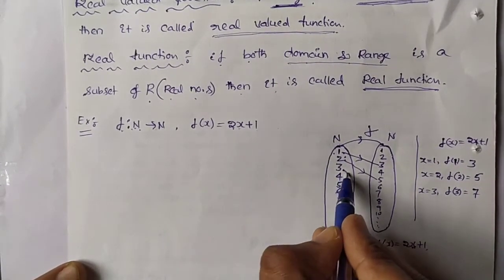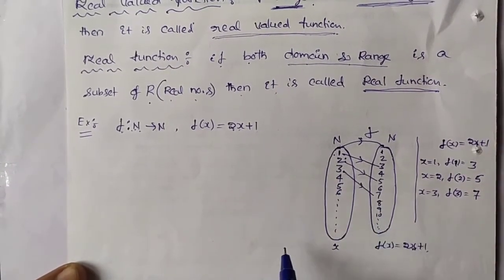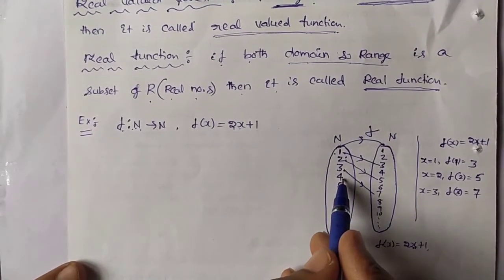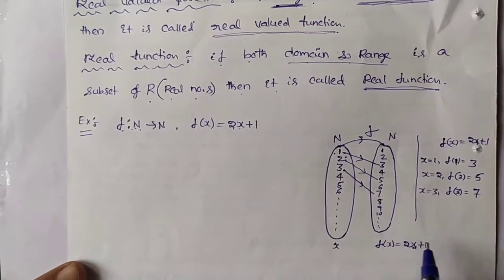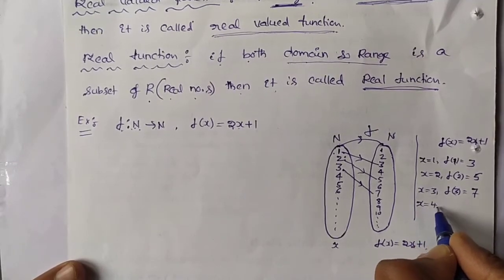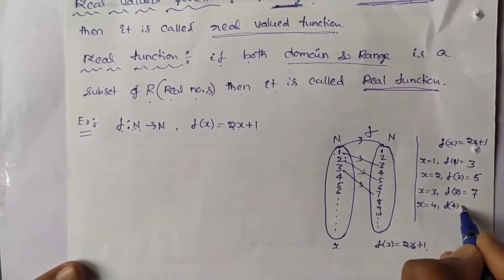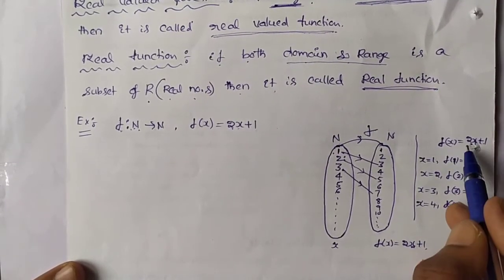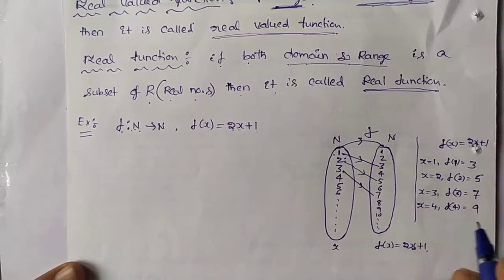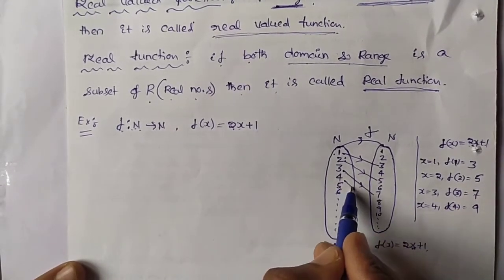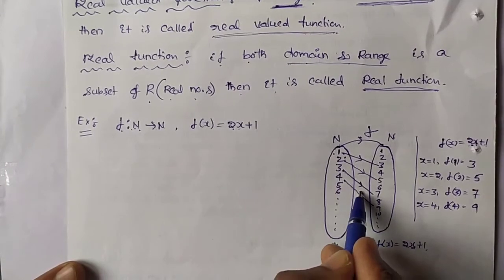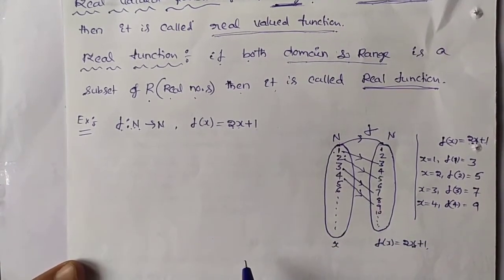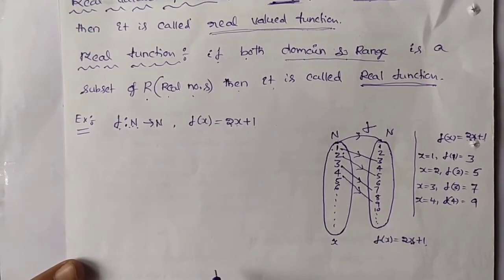So if x equals 3, then it is 7, right? If x equals 4, then f of 4 is what? 2 into 2 is 4, 2 4s are 8, 8 plus 1 is 9. Okay, if x equals 4, then it is 9. Understand? Like this it will continue.